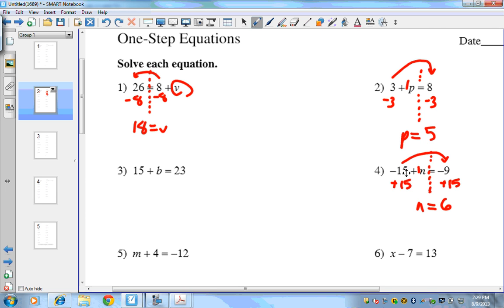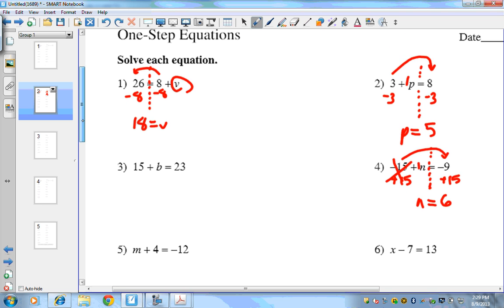Now you might be asking, why am I adding 15? Well, because you have to add the same amount which would cancel it out. That negative 15 and that positive 15, when you add them together, cancel out. It's gone. All right? Let's see if we can find some more.